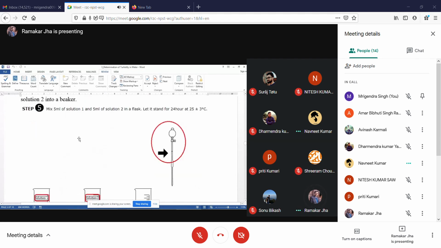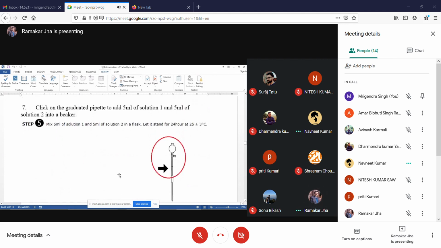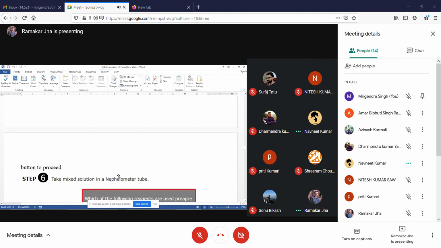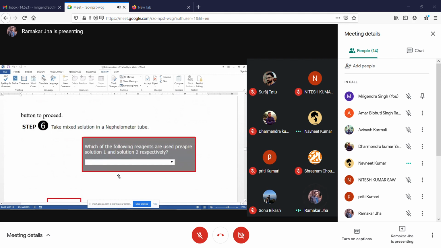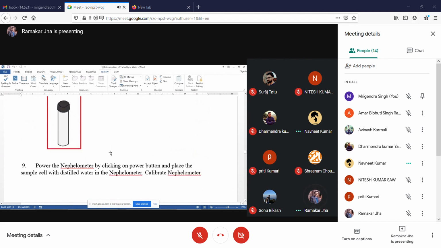Mix 5 ml of solution 1 and 5 ml of solution 2. We have two solutions, right? And mix those two in a flask and let it be there for 24 hours at 25 degrees. Now we will take the mixed solution in the nephelometer tube. This is the nephelometer tube. This is very important to find out the turbidity.